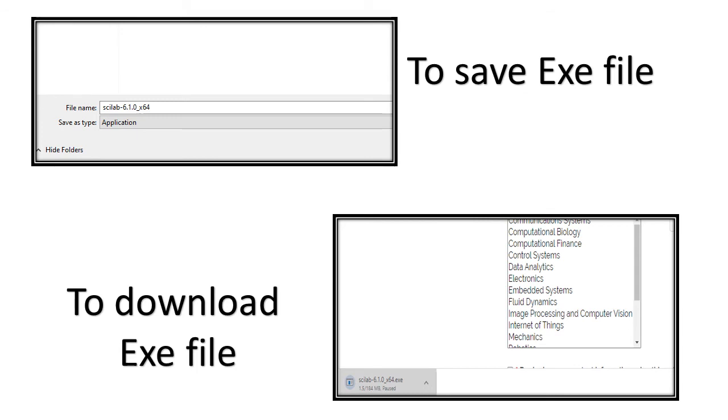Once it is downloading, a window will appear like this. In the second picture, I have shown the picture with the name. The first picture is used to save your executable file. The second picture shows you how to download this executable file. Once it has been saved, the next procedure is to run it.